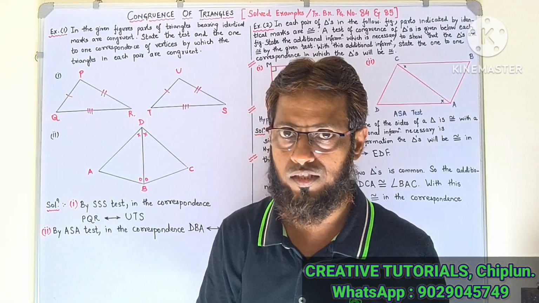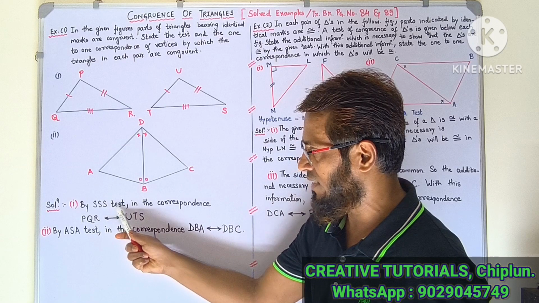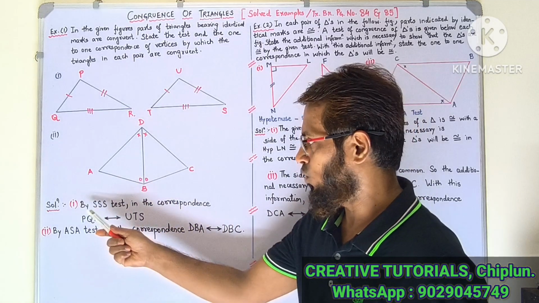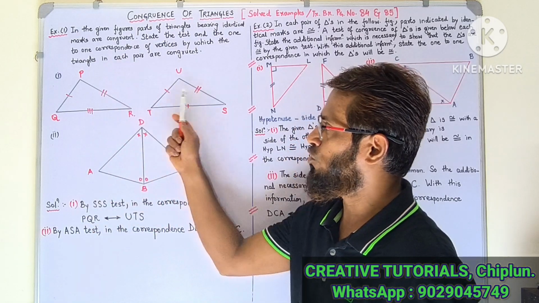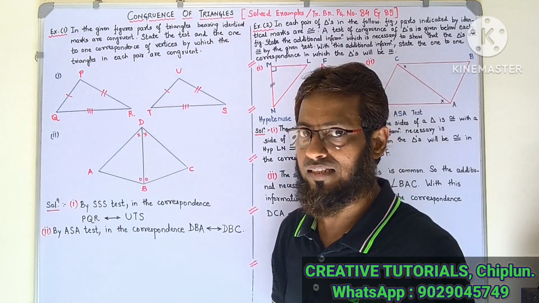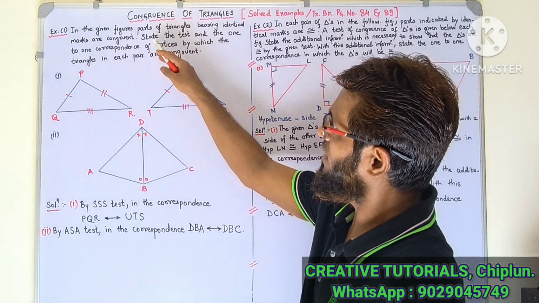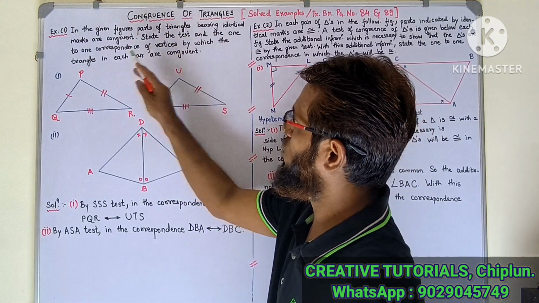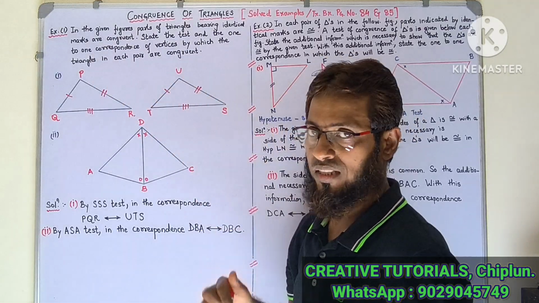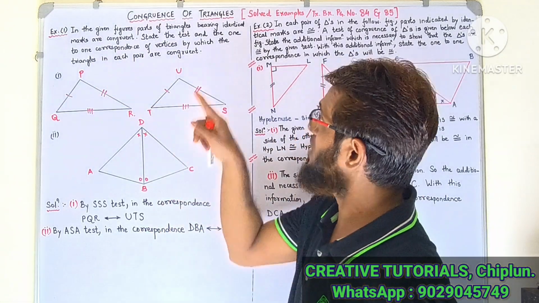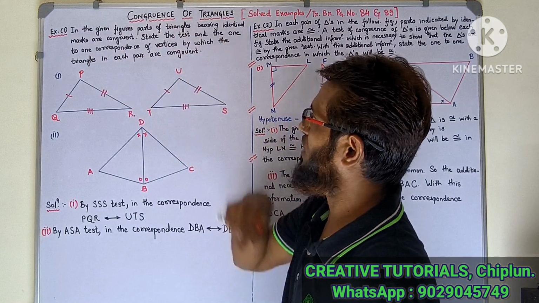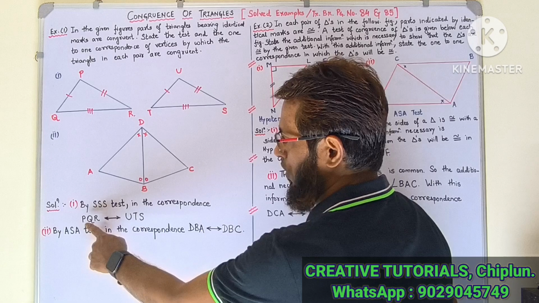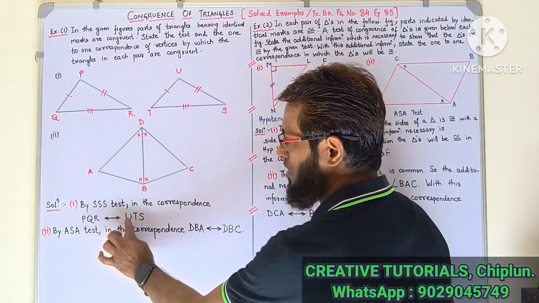That is the SSS test. So by the SSS test, in the correspondence PQR to UTS, these two triangles are congruent, because the question asks us to state the test by which the triangles in each pair are congruent. This is the first part, and the second part is the one-to-one correspondence of vertices by which the triangles in each pair are congruent. So the one-to-one correspondence is PQR with UTS.